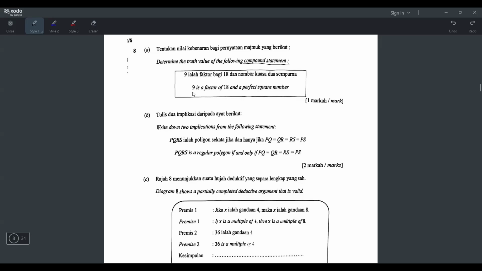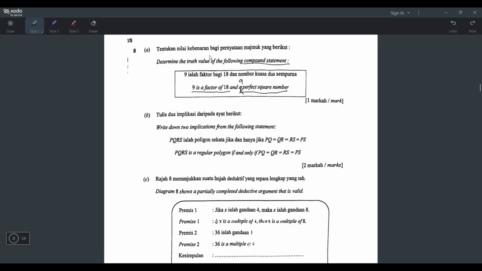9 is a factor of 18, so this is the first statement, right? And a perfect square, but I think the perfect square is also referring to 9, because it's like 9 is a factor of 18 and a perfect square. So the second statement is also referring to 9. It's also talking about 9. So this is my first statement: 9 is a factor of 18. The second statement is 9 is a perfect square, right? So two different statements. So they will have two different true values, right?